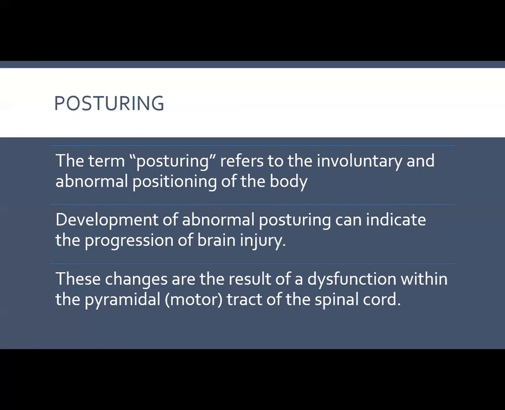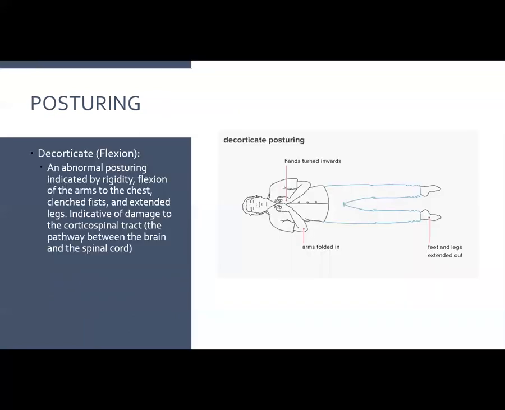Development of abnormal posturing can indicate the prognosis or progression of brain injury. Basically, these changes are a result of dysfunction within the motor tract of the spinal cord. So the first one we have is decorticate, which is our flexion, and you can see it written in 2 different ways. If you're reading a doctor's note, they might write it as flexion. Some might write posturing decorticate.